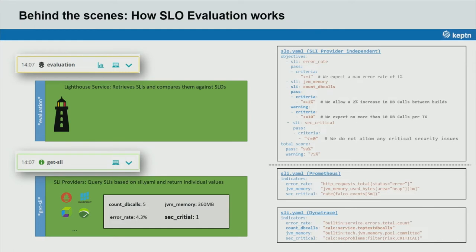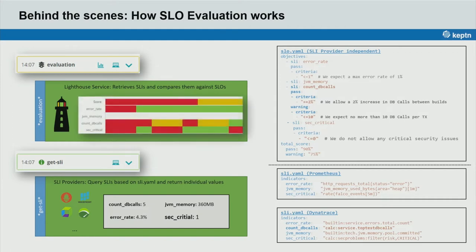And when you trigger the evaluation, what happens? Keptn reaches out through an event to that tool. Everything is event-driven. It retrieves the data, and then as all the data is retrieved, pulls it back, compares it against your objectives, and then you get your scoring. So this is the core component of Keptn, this SLO validation.